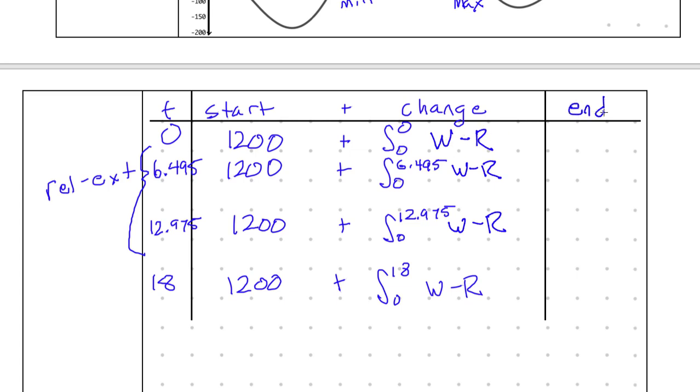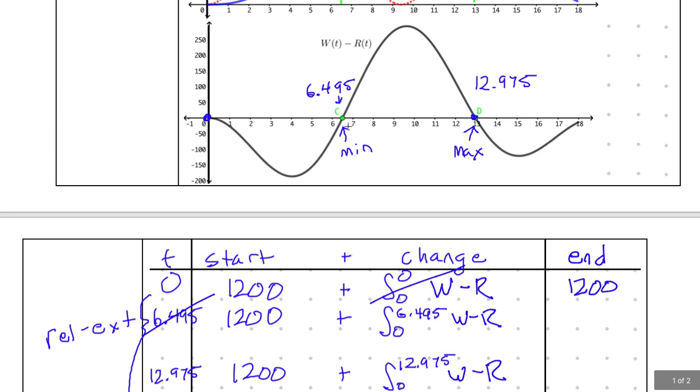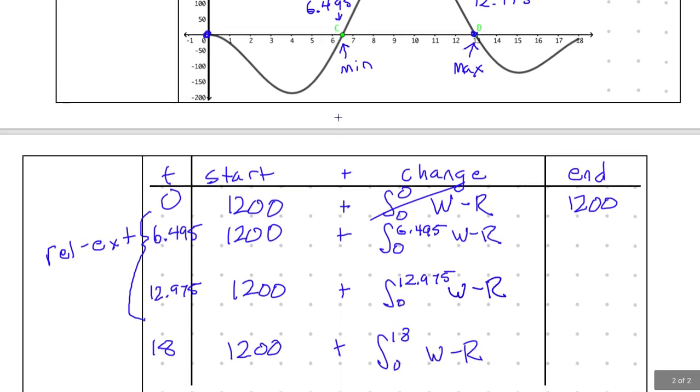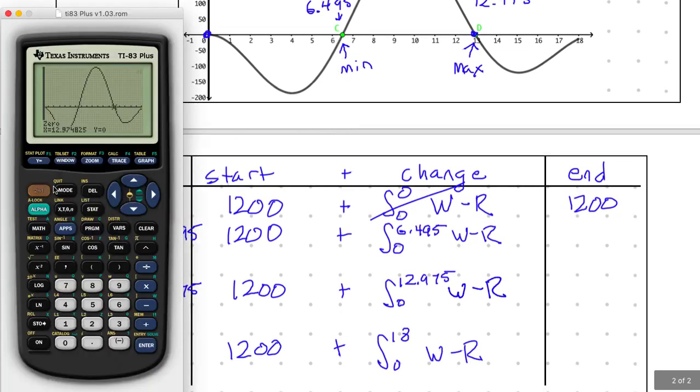These are going to be your end values. Of course, the integral from 0 to 0, just cancel that out. I'm left with 1,200. You don't need to calculate this one because we know that's going to be a minimum value, but I'm going to just for the practice. So the way that I do that is I get out of my graph, or you can do it with the graph, right?